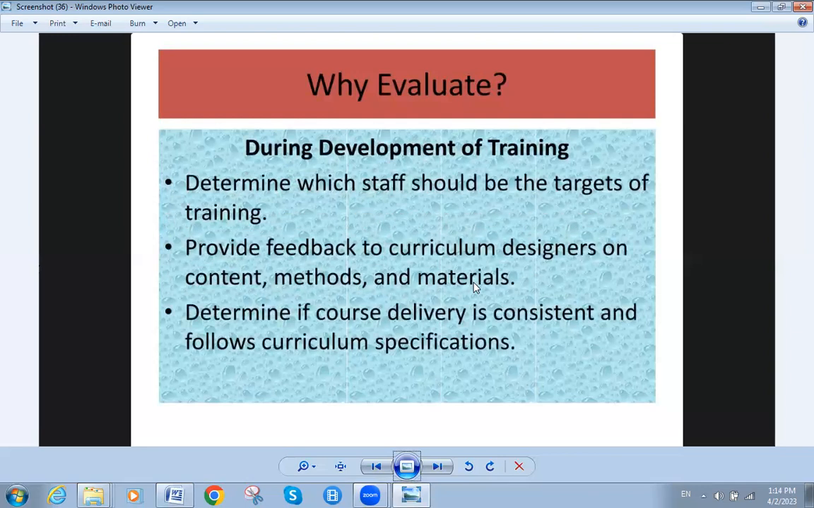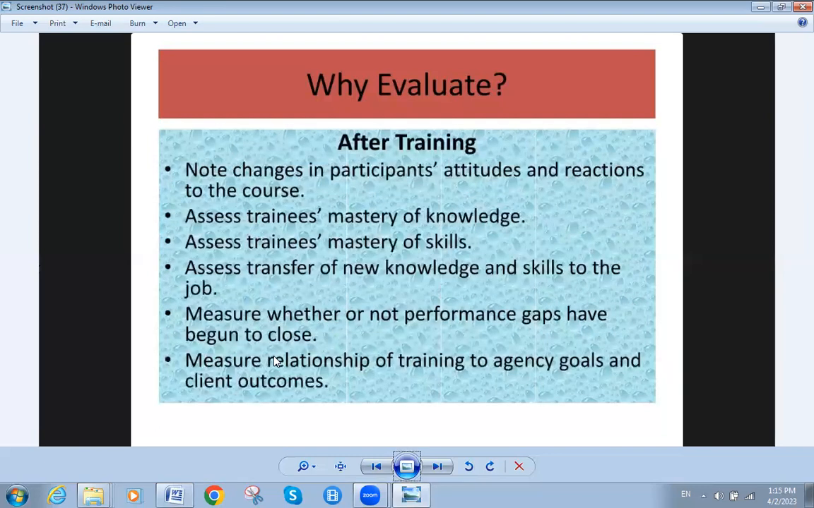During development of training, what do we do? Determine which stuff should be the target of the training, provide feedback to curriculum designers on contents, methods, and materials, and determine if the course delivery is consistent and follows curriculum specifications. After training, note changes in participants' attitudes and reactions to the course. You should see how far he's developed. Assess trainees.